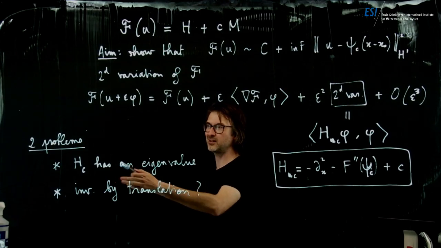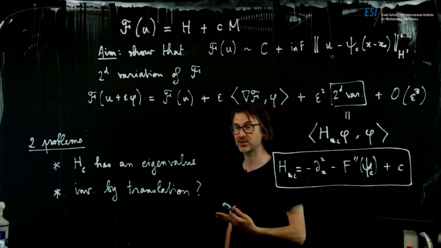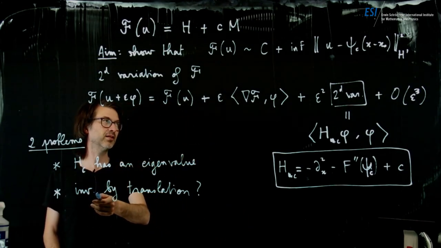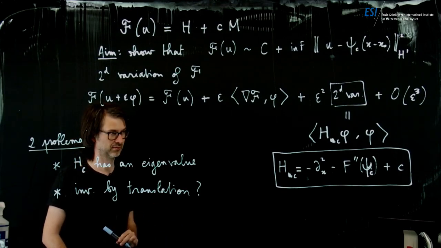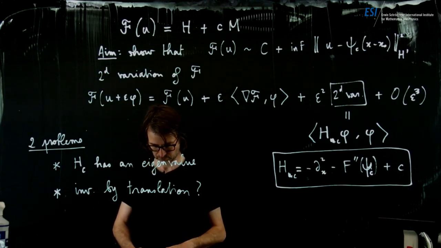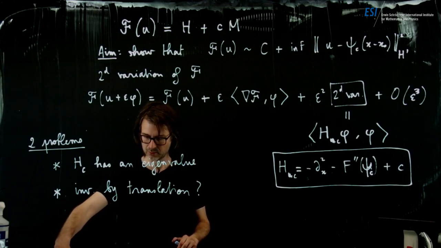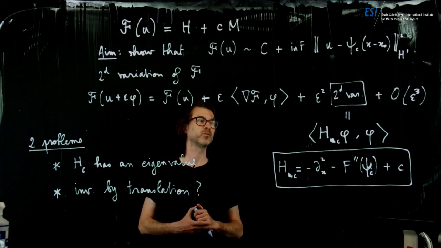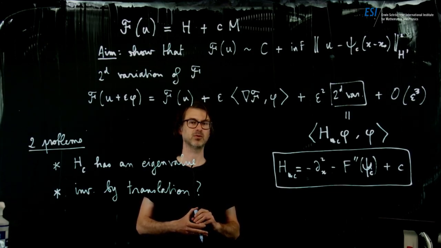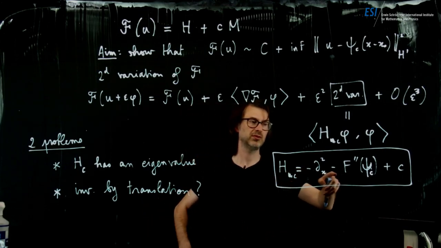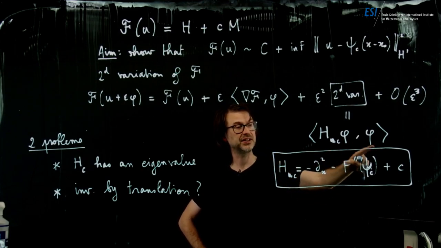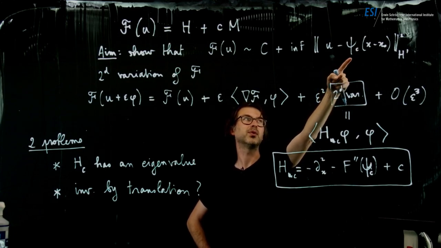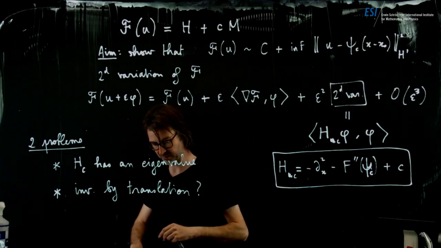Okay. Well, that's good because HC is not definite positive. It has an eigenvalue. And actually what's going to happen is that this eigenvalue will be cancelled by taking the infimum over translations. So both problems will be solved together. Okay, does it make sense? So now the plan is to fix what we're going to do. We're not going to show that HC is definite positive because it's not. We're going to show that HC is definite positive once you imposed a certain translation. I will explain that.